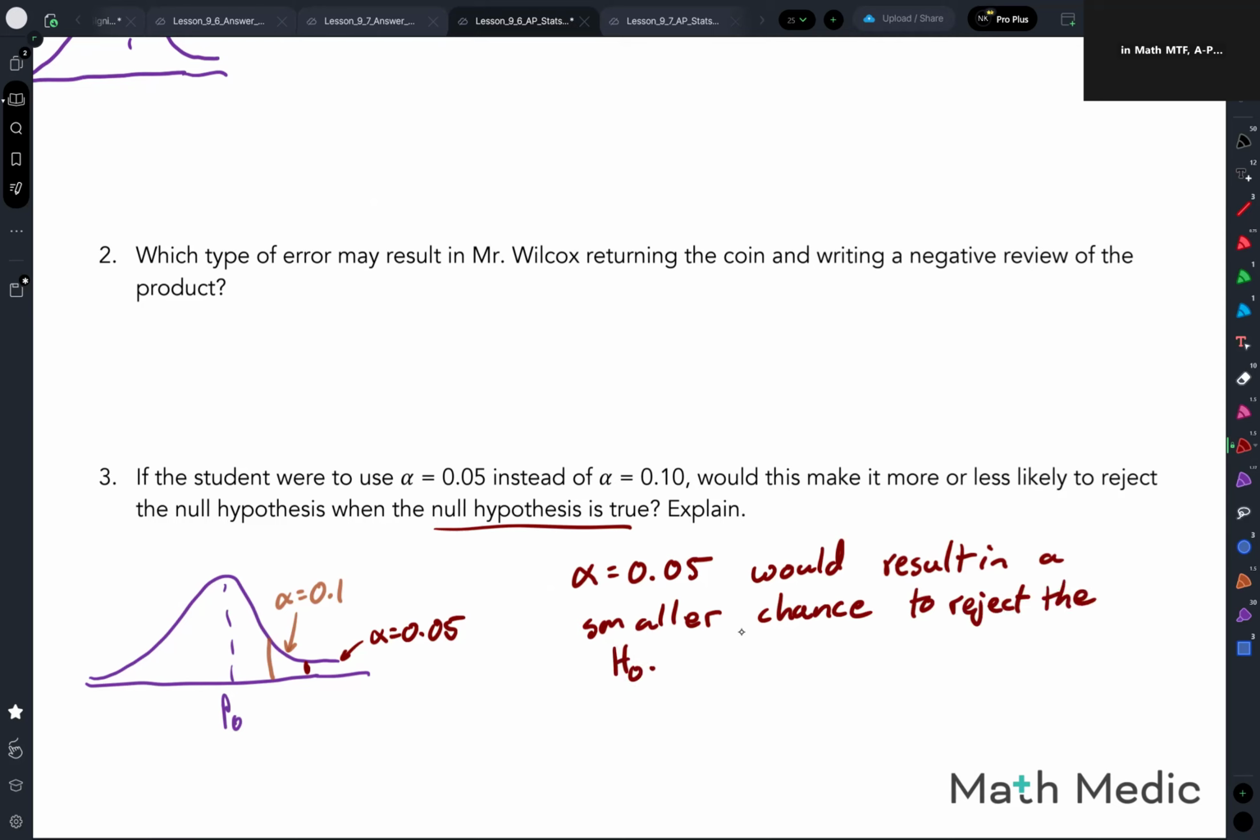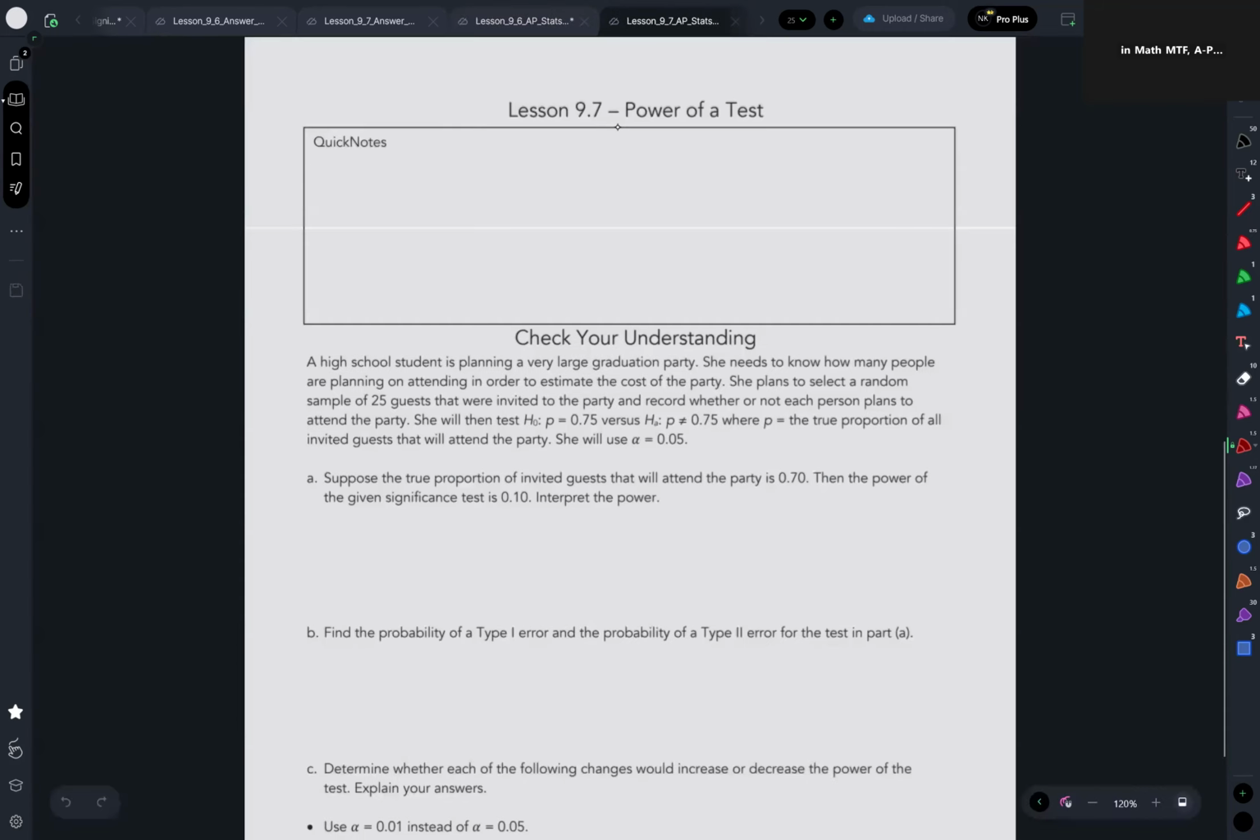I think Mathematic technically doesn't introduce the idea that alpha is the probability of a type 1 error until the next lesson. I go ahead and start with that from the beginning, so that's why that kind of seems redundant, but that's probably to set us up for the next lesson. So moving into 9.7, let's look at these questions to help us understand power a little bit better.